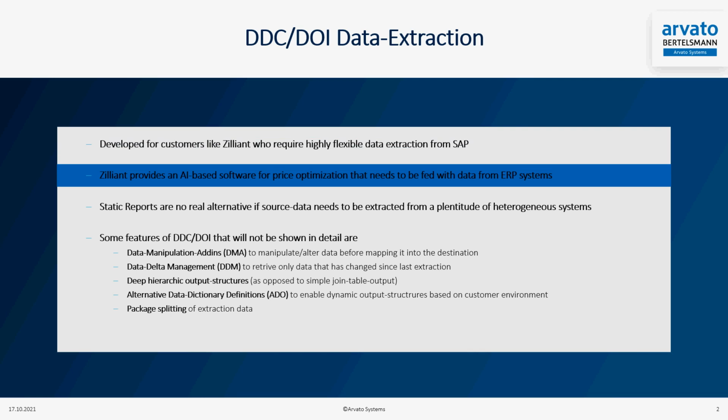Zilliant offers their customers an AI-based price optimization, which considers a plenitude of data in order to determine, for instance, the best sales price. In order to do so, they require lots of data from an SAP system like customer main data, sales orders, price conditions, and so on.